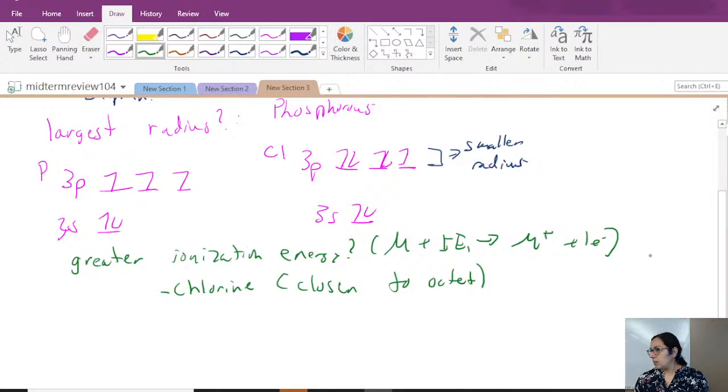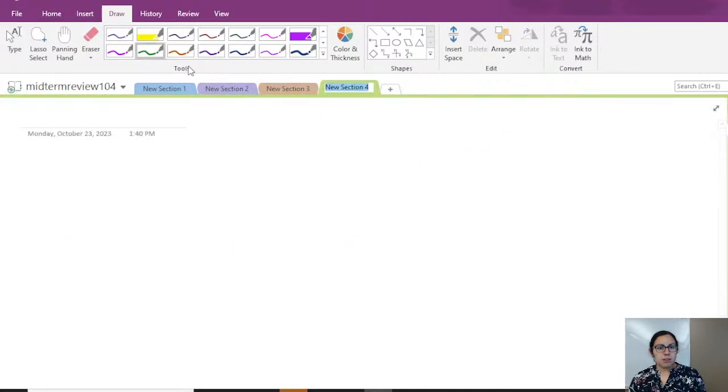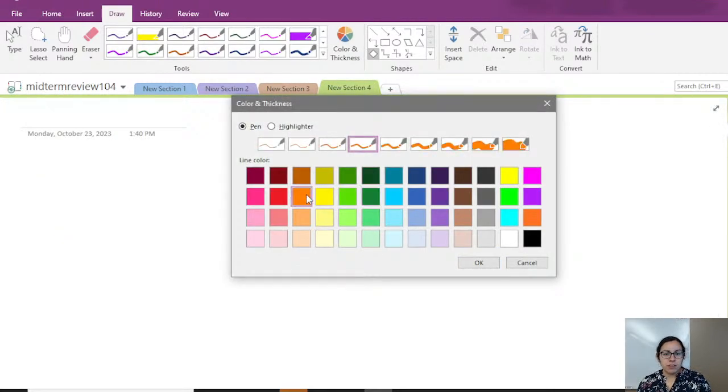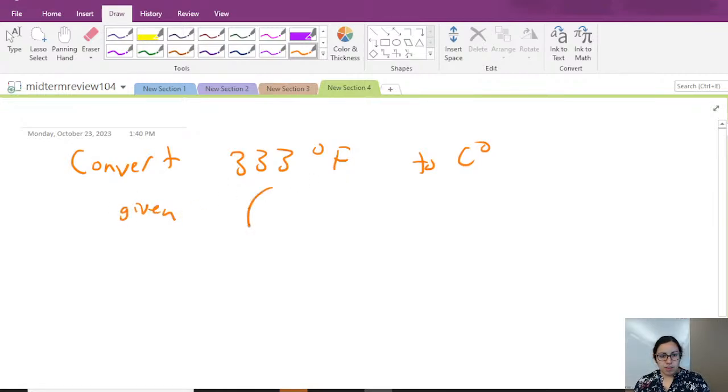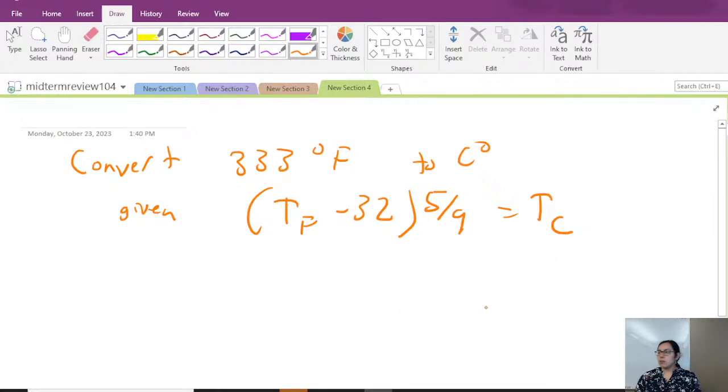Questions on this one? And so we also covered temperature conversions. And so I would give you a temperature conversion. So let's just try one. Convert 333 degrees Fahrenheit to Celsius. In this case, I'll just give you the formula. And just as a heads up, on the exam the formula could be slightly different from this, so just be prepared to plug in appropriate values.